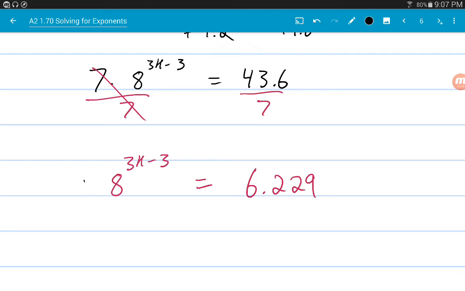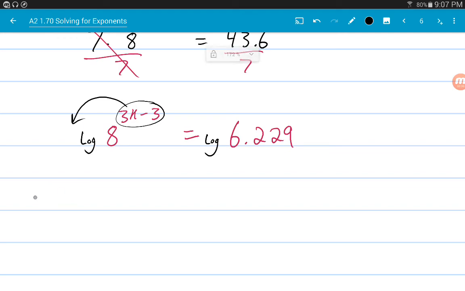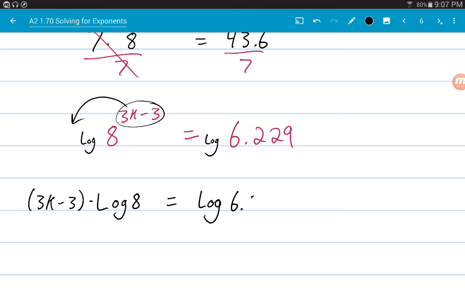So what I'm going to do now is I'm going to log both sides, which allows me to bring down the exponent and put it in front. What I have now is 3k minus 3 times log of 8. And that's equal to log of 6.229. Okay. Now my goal is still to solve for the variable. It's to solve for k. So I need to undo everything else that's going on the left-hand side. I need to get rid of the log 8, I need to get rid of the minus 3, and I need to get rid of the times 3.